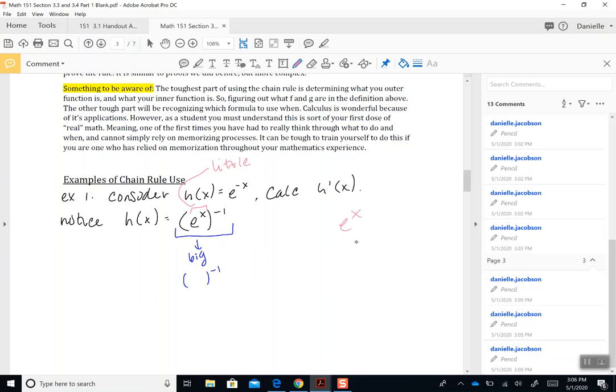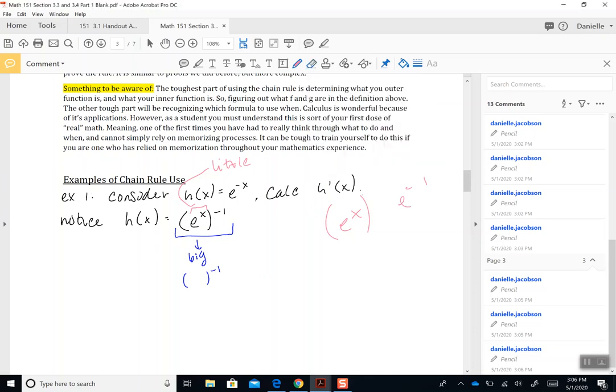So if my outside function is e to the x, I want to get the negative 1 back in there. How am I going to do that? If I plug in a negative 1, then I'd get e to the negative 1, and I know that's not the same thing. Also, I can't really plug that into here.